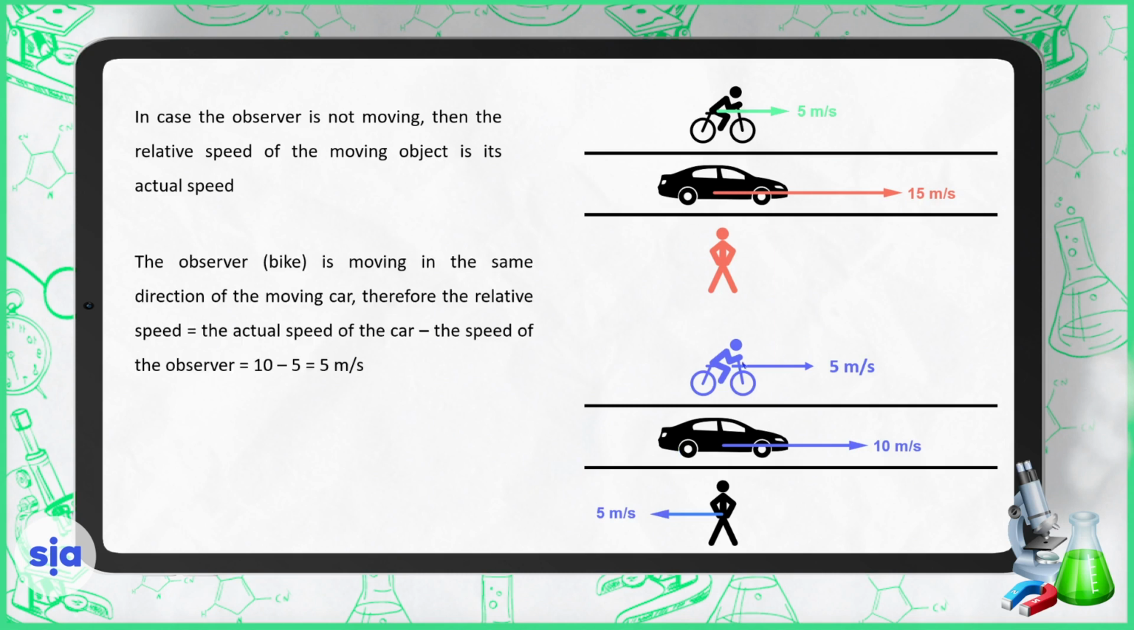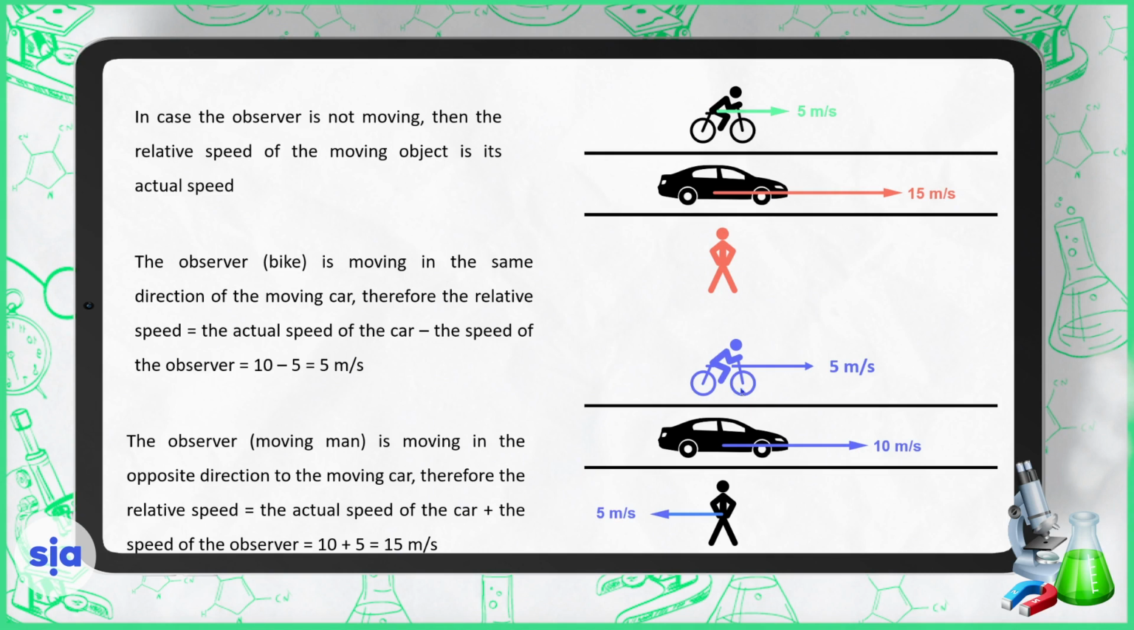Then, here is another observer. This boy, the blue boy, on a bike. But in this example, the boy is moving. The observer is moving. Then, we will see the car is moving in the same direction. So, the relative speed here is the actual speed of the car minus the speed of the bike, which is equal to 5 meters per second.